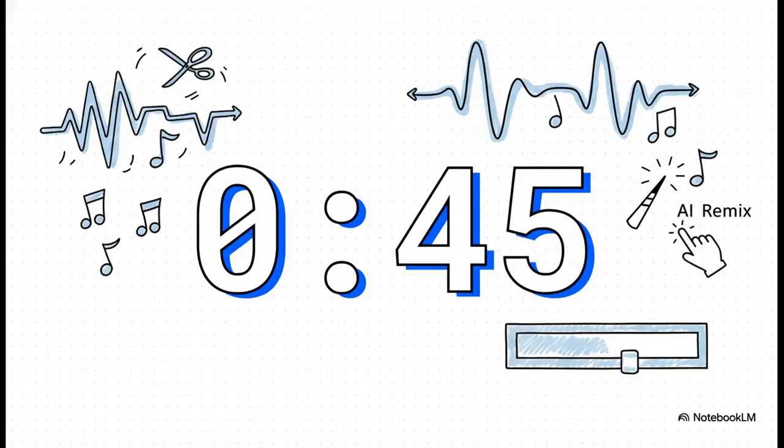With the AI Remix tool, you just tell Premiere how long you need the song to be. It intelligently analyzes the music and rearranges it, keeping the intros, the outros, and the vibe, creating a brand new version that fits your timing perfectly.